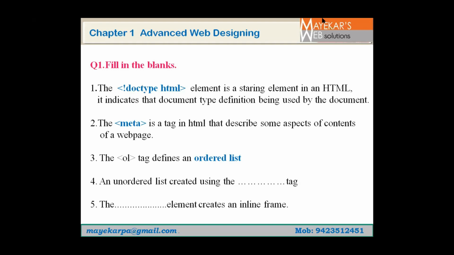Here is question number 4, that an unordered list is created using the dash dash tag. Unordered list means no order is considered. If the OL tag is used for an ordered list, then an unordered list can be created by using the UL tag. So here the answer is UL tag.